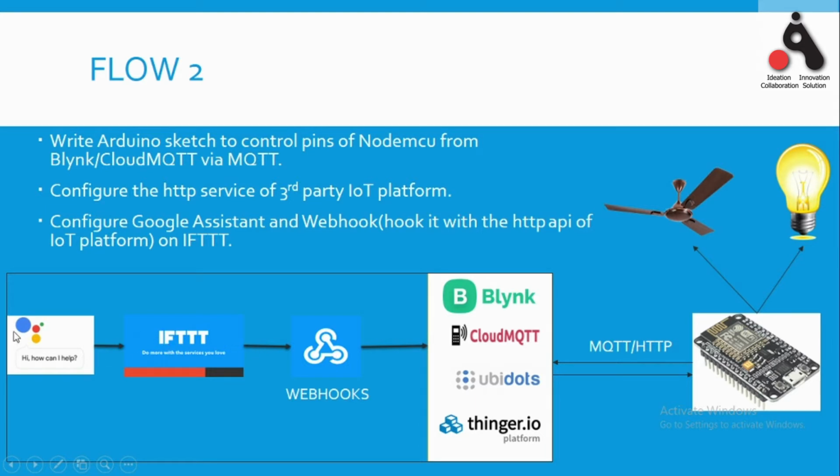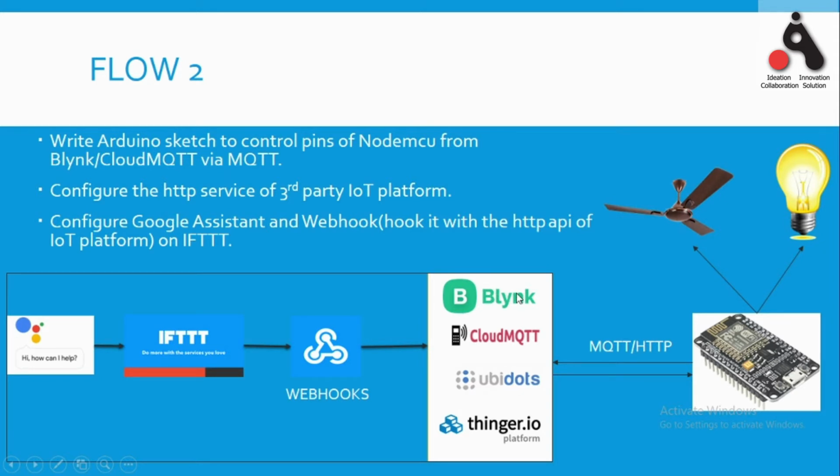Basically, what we are going to do here is, as soon as someone enters a voice command through Google Assistant, it will send a web request, basically a GET request or POST request, to these services, and we need to set up the HTTP interface for these services. Like Blynk provides its own HTTP interface. CloudMQTT is a proper MQTT broker service, and it will provide its HTTP interface. If we send a GET request to a specific RESTful API, we can control the NodeMCU pins from that. And Ubidots also provides an HTTP interface.